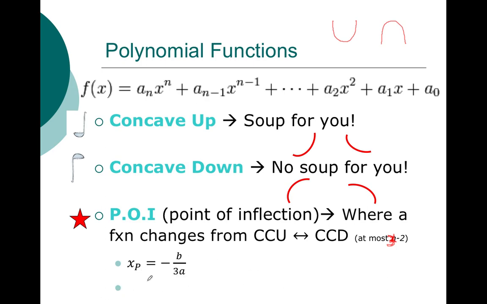There's the formula for finding what? The x-coordinate of poi. Doesn't that kind of sort of look familiar? Negative b not over 2a, but negative b over 3a. 3, think cubic. And then how do you find the y-coordinate? If you know the x-coordinate of poi, how do you find the y-coordinate? Plug it back in. Find your polynomial and put this number into it, and you get the y-coordinate of poi, where you change from soup to no soup, or where you change from no soup back to soup.